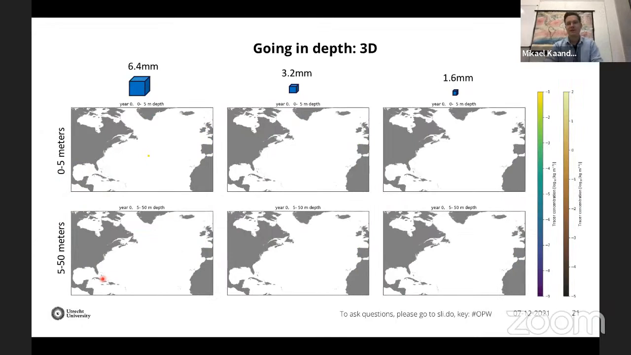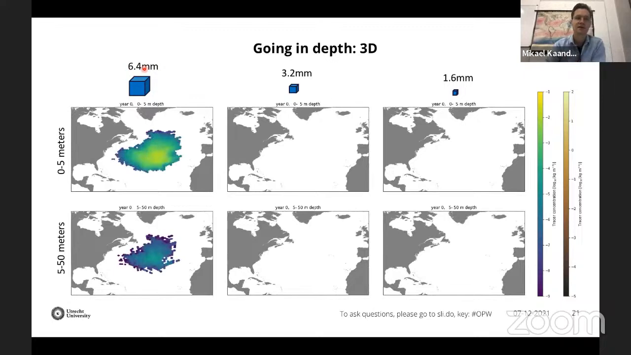Like I said in the beginning, in the end, the goal is to create a 3-dimensional map of plastic pollution. So we also want to look at what happens in the deeper layers of the ocean. Here we have the same idea. We have the particle sizes in the different columns again, so 6, 3, and 1 millimeters. But now the different rows are the upper part of the water column, so that's 0 to 5 meters depth, and the lower part of the water column, so 5 to 15 meters depth in this case. Now again, we release a tracer in the middle of the Atlantic, some relatively big particles, and now we see how these start spreading out through the Atlantic.